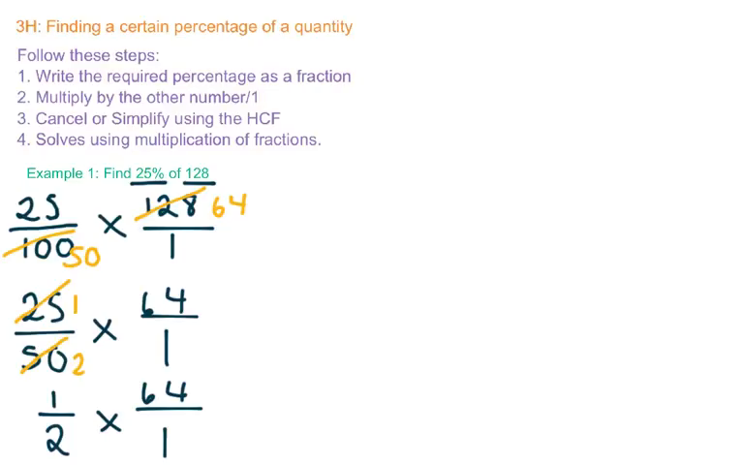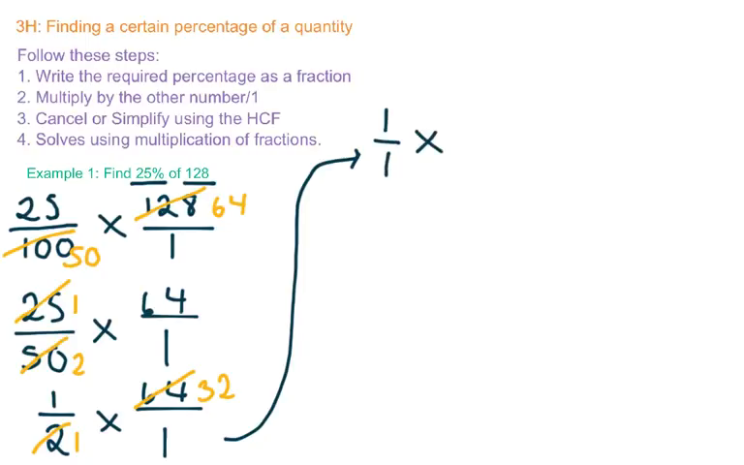Okay, it turns out that I can simplify it one more time. Looking at the 2 and the 64, I know that they're both even numbers, so 2 will definitely go into both of those numbers. So 2 goes into 2 once, and 2 goes into 64 32 times. Right, we'll take the rest of our working out up here and rewrite our new equation, which is 1 over 1 times 32 over 1. Great, because we simplified it so much, this is going to be a nice easy one to work out.